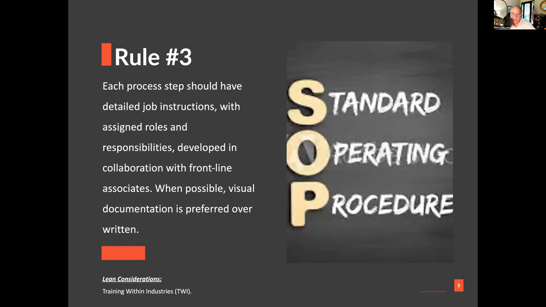Okay, so step number three, rule number three, you should have detailed job instructions along with this, with assigned roles as to who does what when. And when you tie back your daily management, you want to be able to check and detect when those standards are not being followed, because that is a cause for failure, right? That's a type one problem, if you go back to that episode number 22. So we want to be able to detect the abnormalities all the way through this, okay?